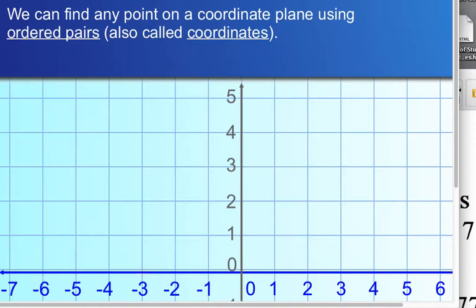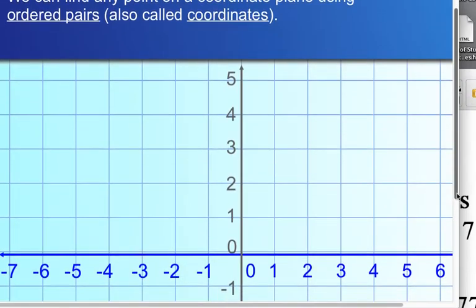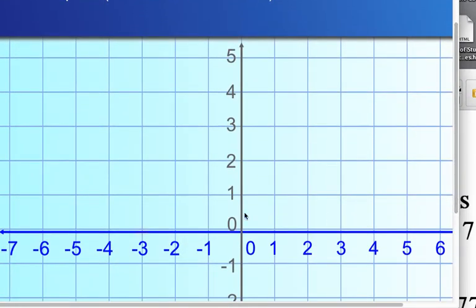We can find any point on a coordinate plane and we use ordered pairs, or they're also called coordinates. So what you do when you get a coordinate pair, you find the x one first and then the y one. So if I said find the coordinate pair 1, 3, you would move over 1 on the x-axis, and then you would go 1, 2, 3, and that's where you would put your dot. That would be the coordinate pair.